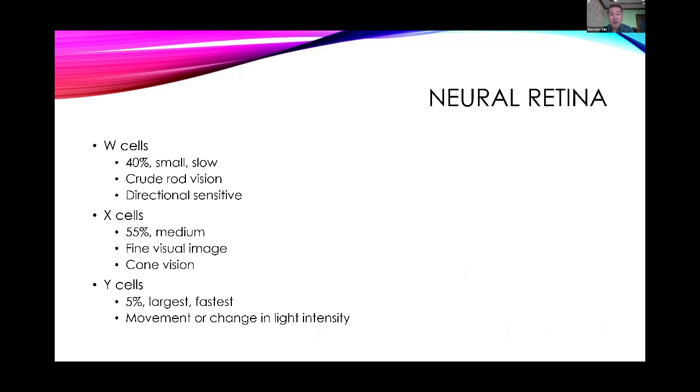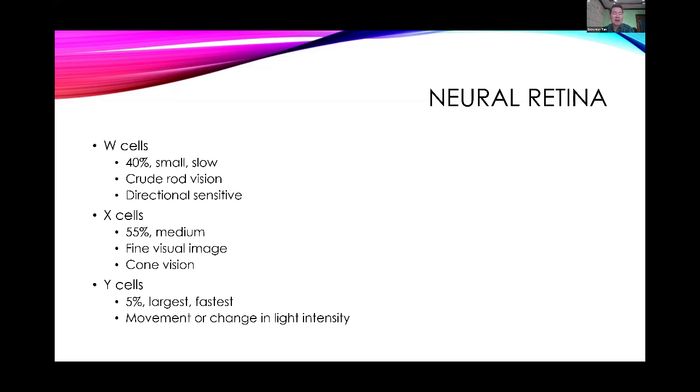One of my favorite questions in the exam would be the ganglion cells. We have three types. W cells are 40%, hindi masyadong madami, small and slow for crude rod vision. When I say crude rod vision, this is your black and white vision. Remember those by heart. I have X cells, 55%. Fine visual image. When I say fine visual image, high definition, cone vision.